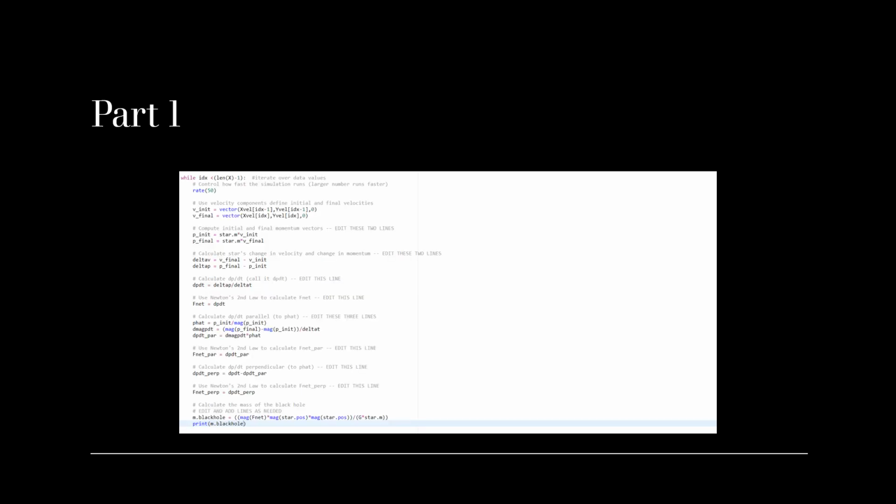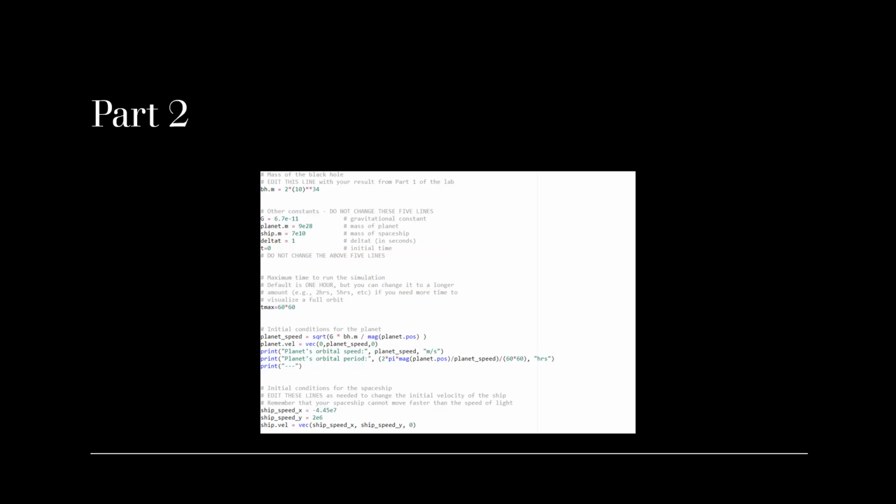On the next part of part one is where I added the formula to find the net force, along with its individual perpendicular and parallel net forces as shown at the bottom. This code, when run, gave me the output of 2 e to the 34 for the mass of the black hole. So now that we have that, then I moved into part two.